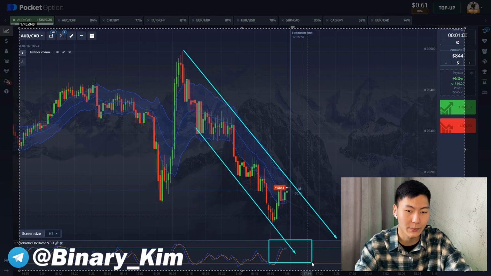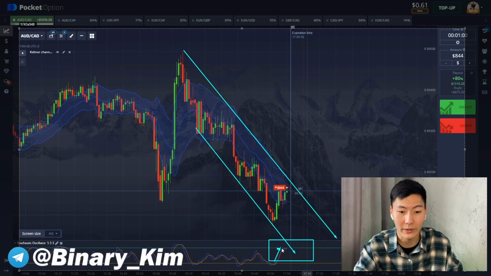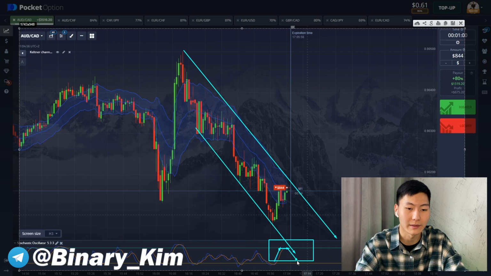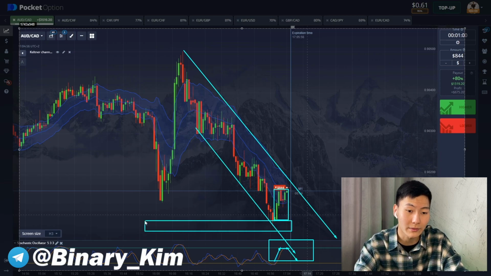From this zone, the price started going down. If we look at the stochastic, we see that the moving average hit the overbought zone, stayed sideways in a flat, and the further movement should be to the downside. We see this pullback here. The price was rejected from the support zone.